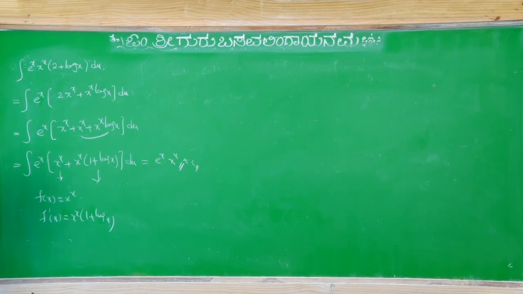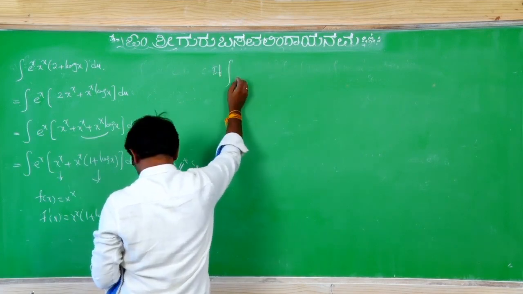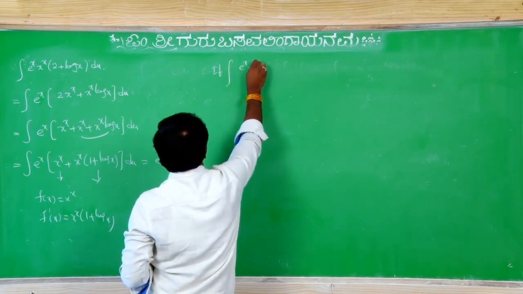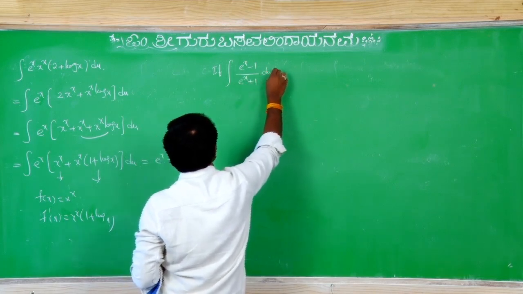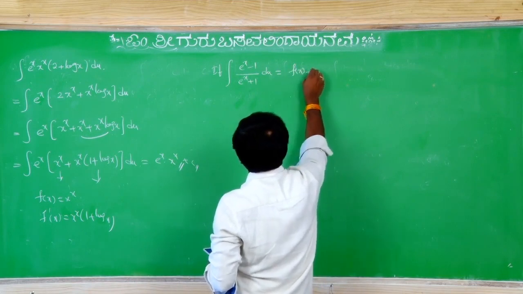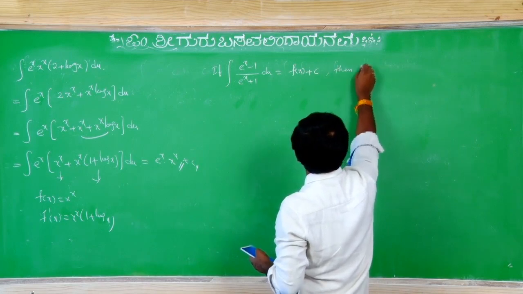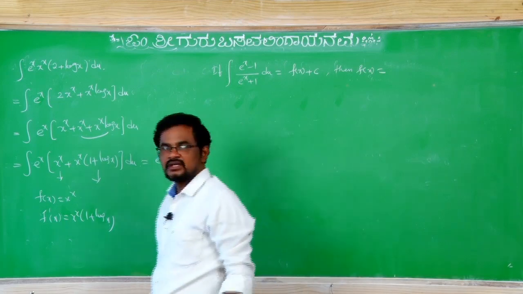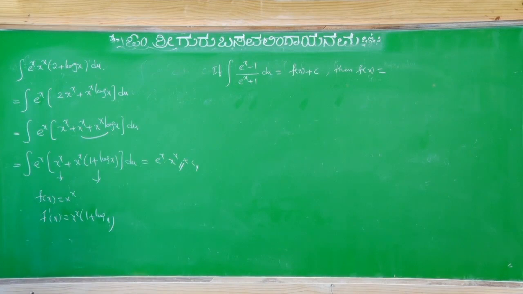Next problem. Integration of e power x minus 1 divided by e power x plus 1 dx equal to f of x plus c, then f of x equal to nothing but integration of e power x minus 1 by e power x plus 1. This is one of the important problems.